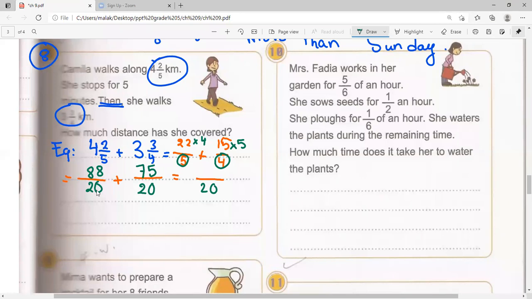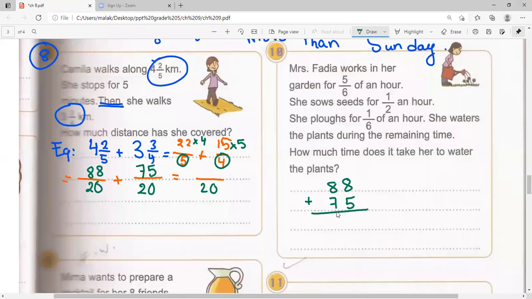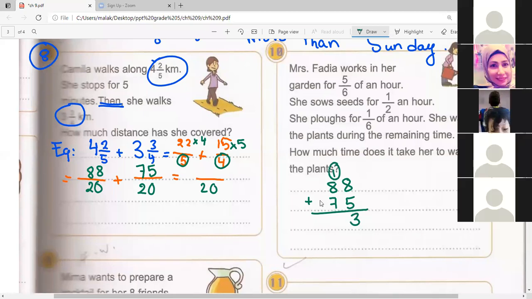Now we can add them because both have the same denominator. 20 and 20. We add 88 plus 75. 80 plus 5. That's it. 163. 13, 9 plus 7. It will be 163. Bravo. Thank you.